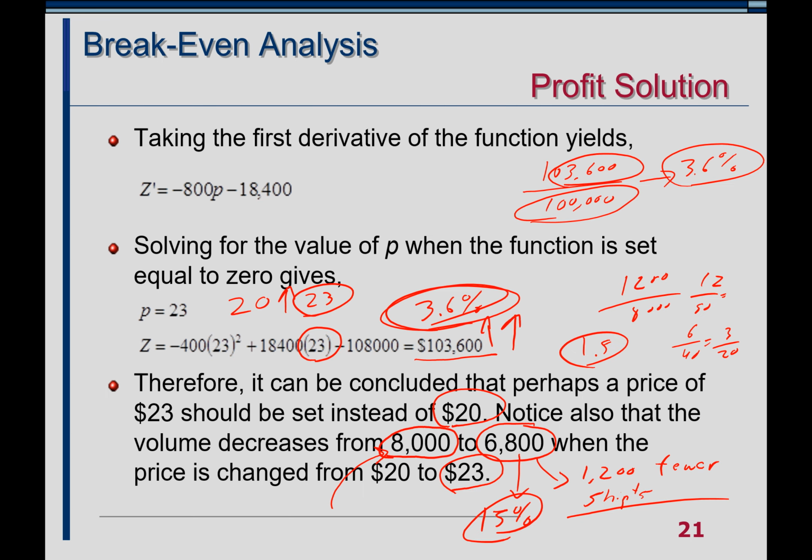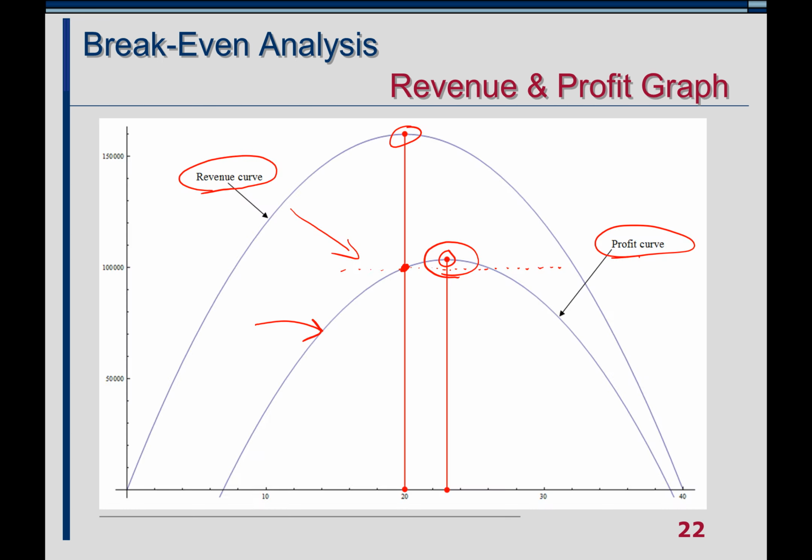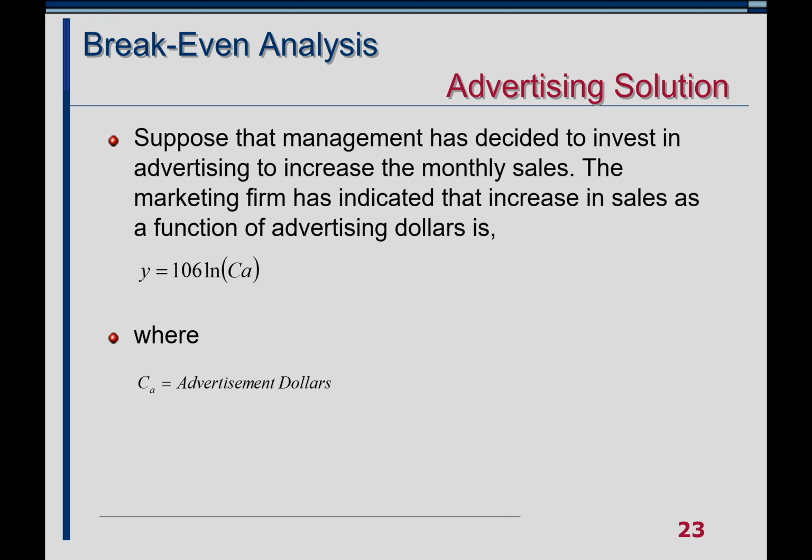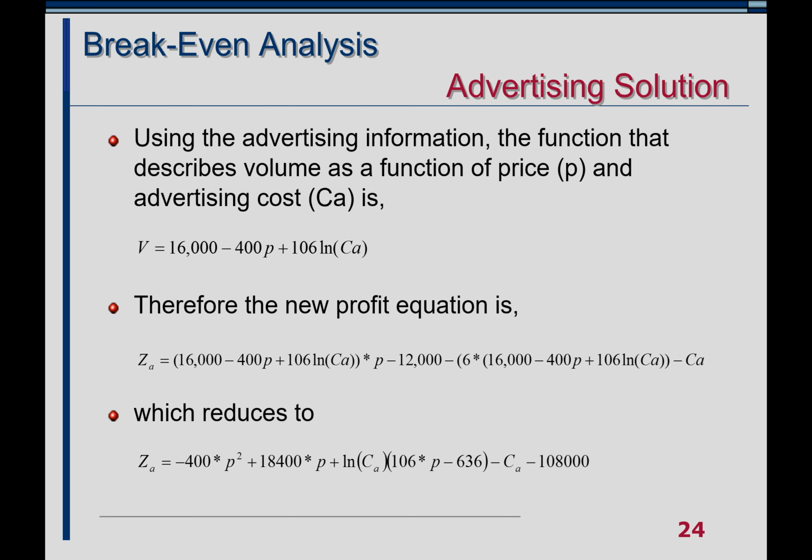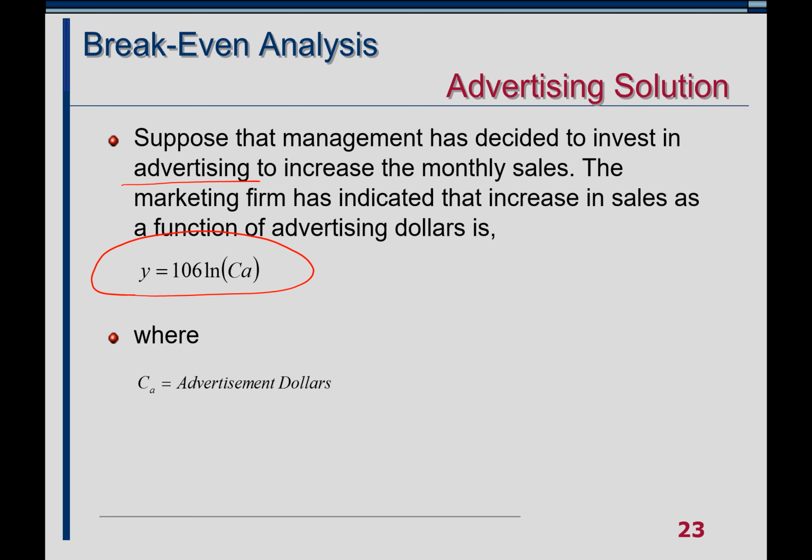Okay, so now we're going to take it to another level. Let's suppose that instead of just dealing with selling price, management has decided to invest in advertising. Advertising in general increases sales. The marketing firm has indicated that the increase in sales as a function of advertising is Y equal to 106 times the log of our advertising cost. Okay, why is this the case?